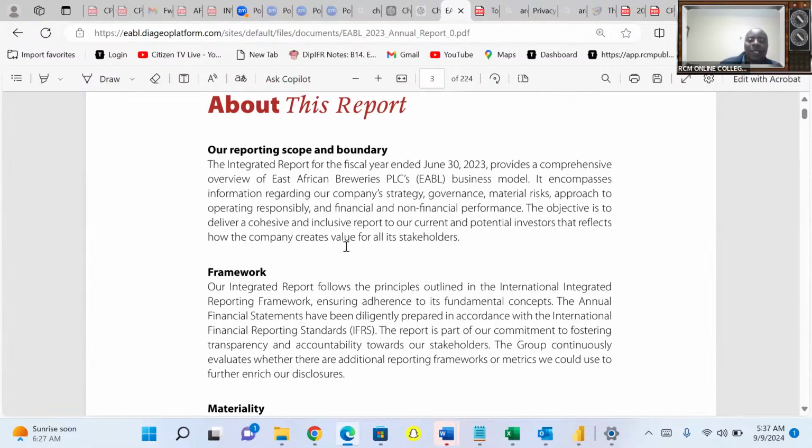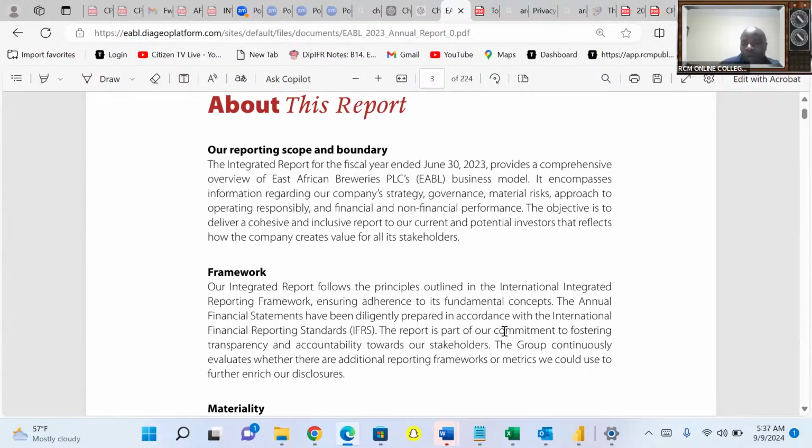Framework. Our integrated report follows the principles outlined in the International Integrated Reporting Framework, ensuring adherence to its fundamental concepts. The annual financial statements have been diligently prepared in accordance with the International Financial Reporting Standards Framework, IFRS.